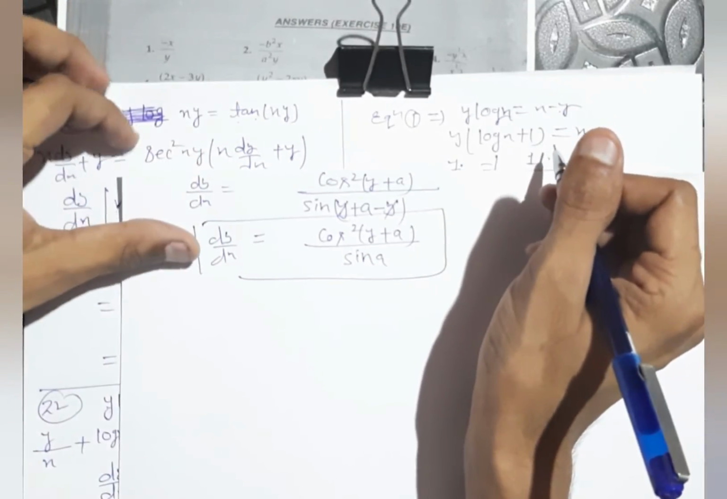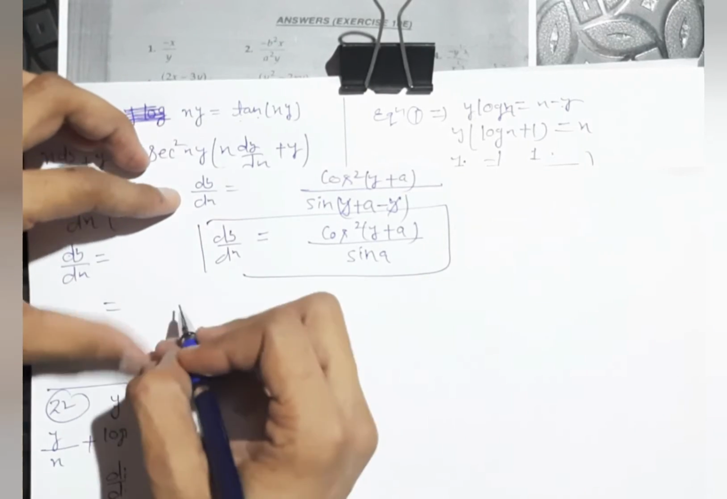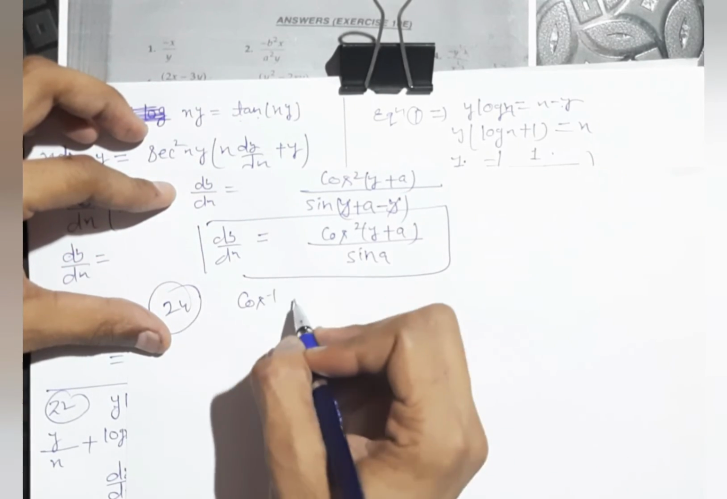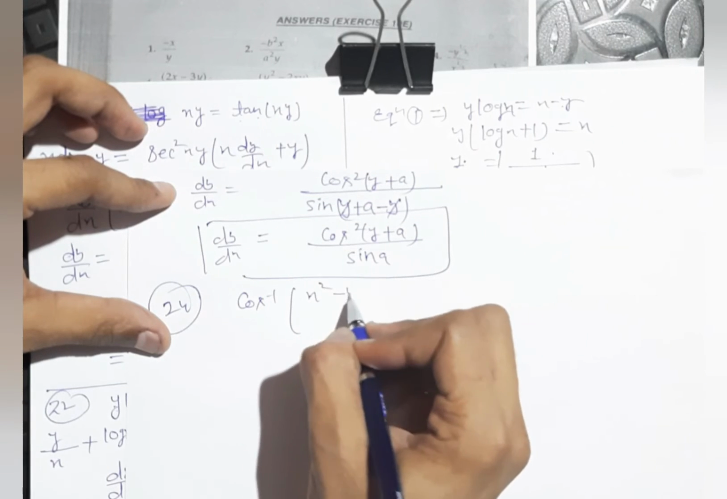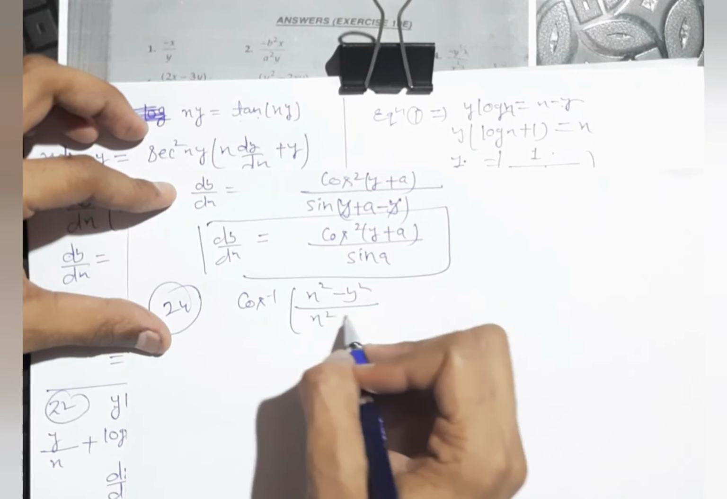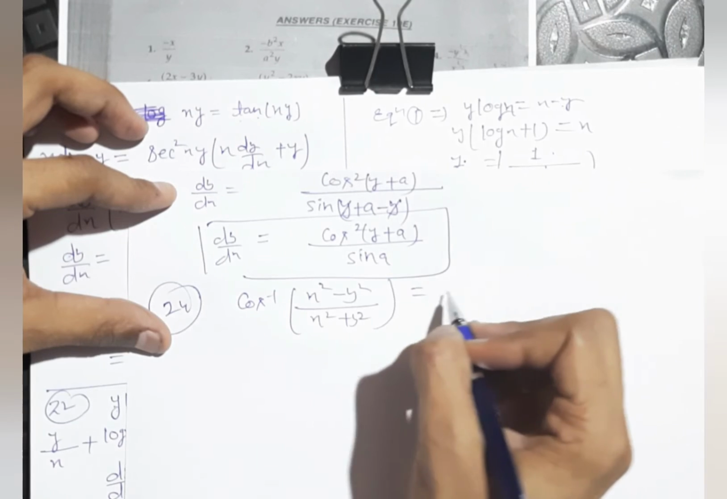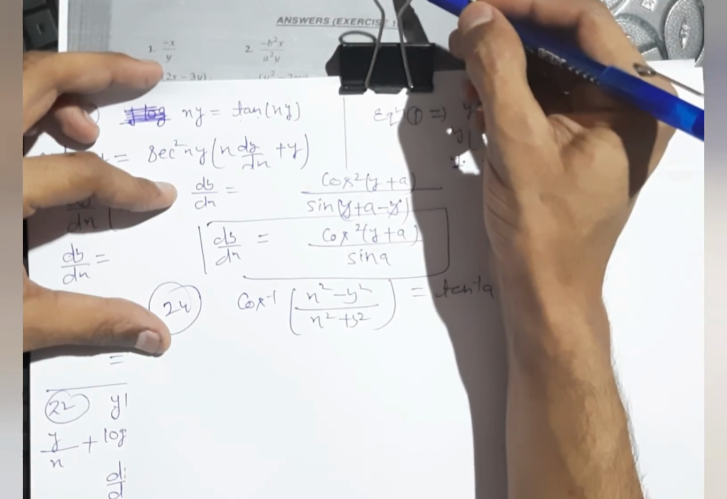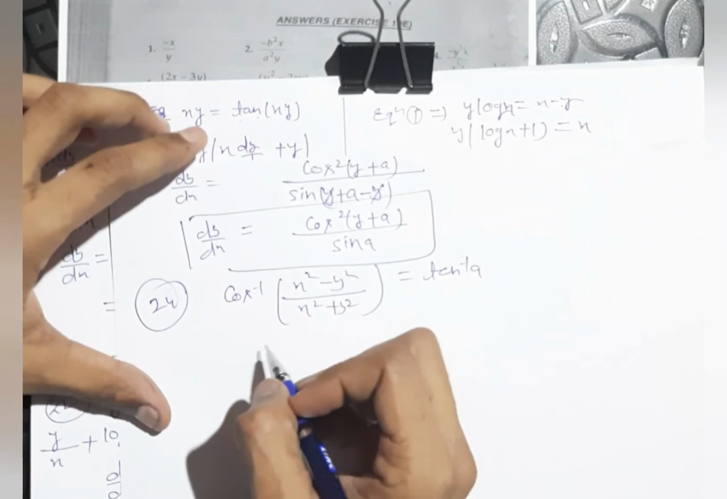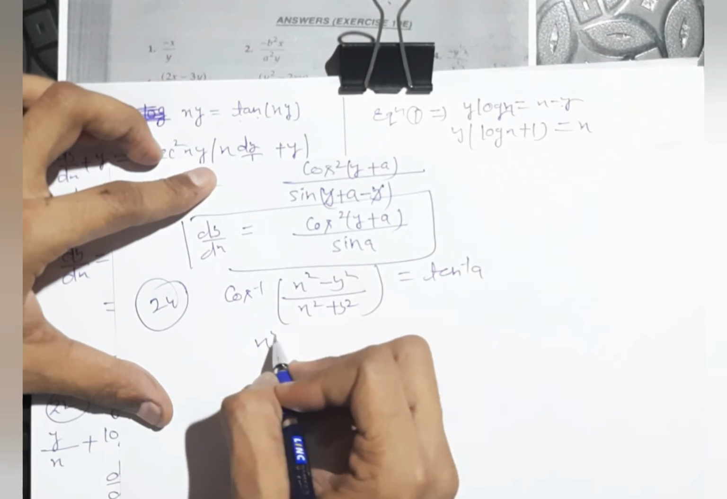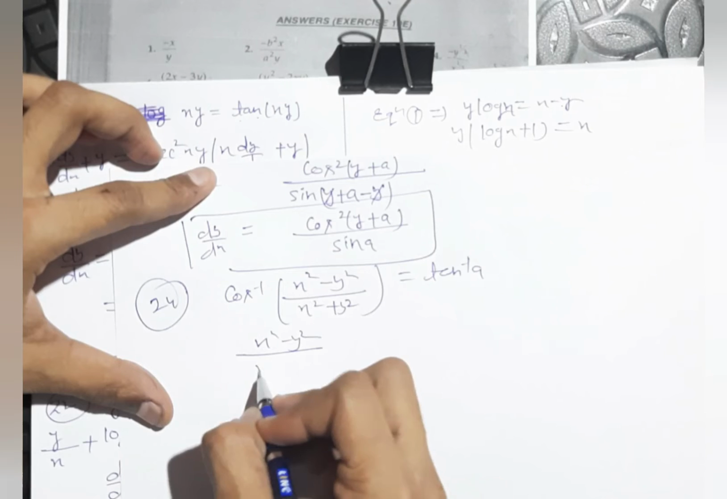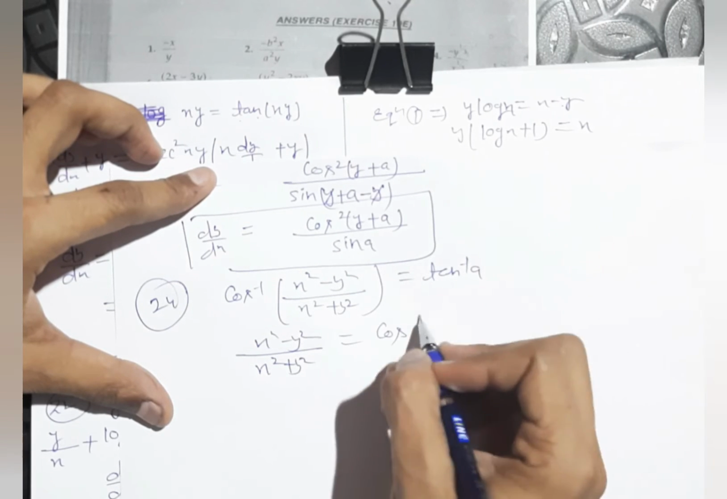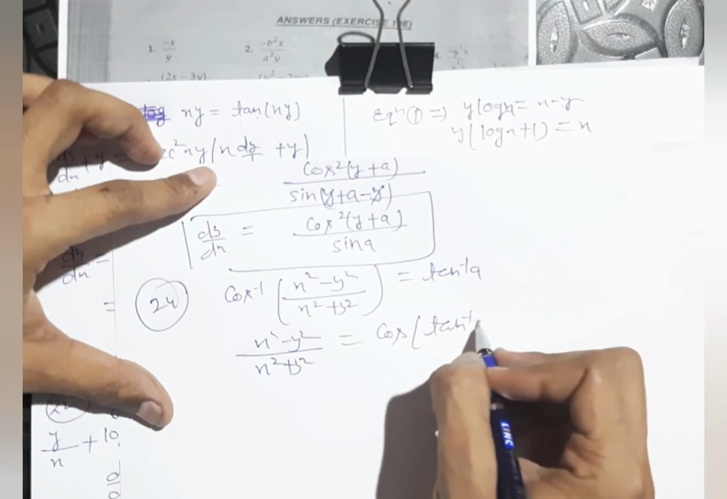Now let's do question number 24. So question number 24 is cos inverse of (x square minus y square) divided by (x square plus y square) equals tan inverse a, and we have to prove that dy over dx should be equal to y over x. In order to do this question, I can write it as (x square minus y square) divided by (x square plus y square) equals cos tan inverse a.